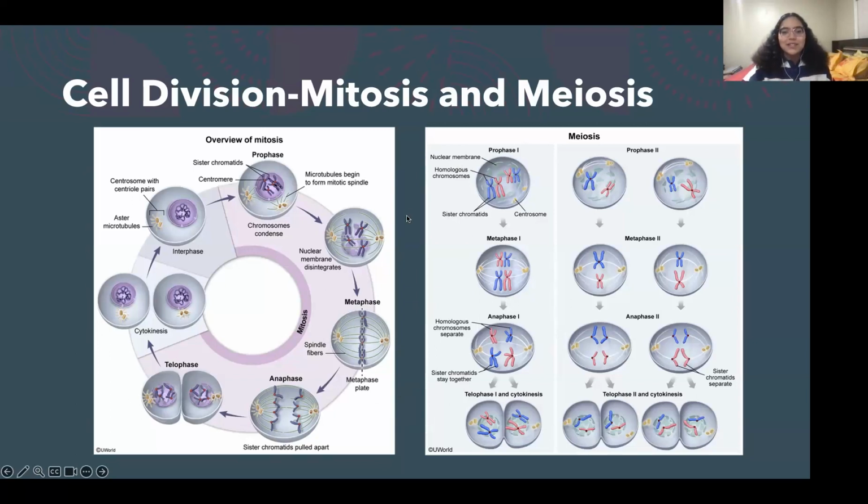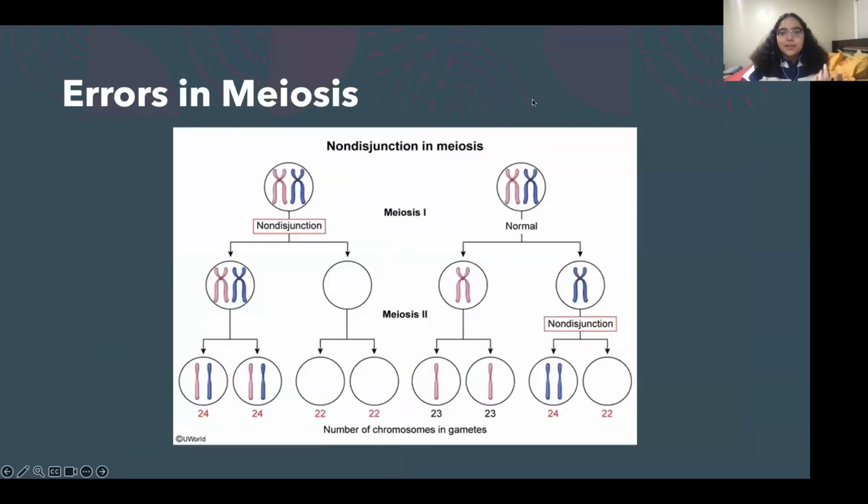Like when you're studying a process, know where it happens, why it happens, and the overall meaning of it, in case they ask anything about that. Another thing about meiosis that's good to know is if there are errors in meiosis. There can be errors in different ways.